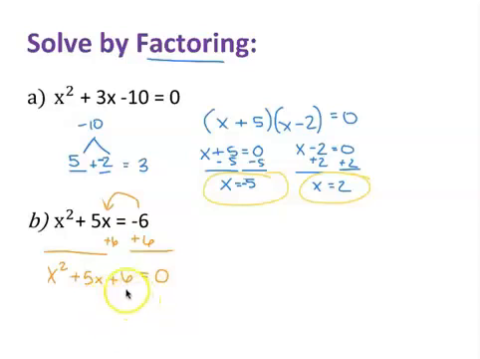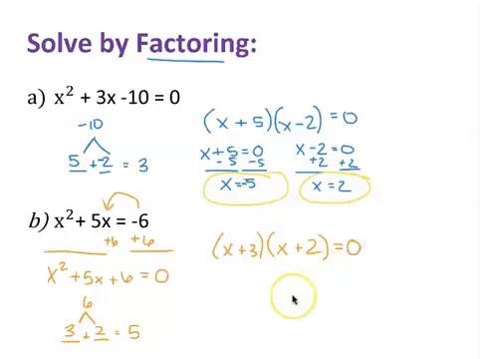So now let's go ahead and factor. I'm looking for factors of 6 that add up to a positive 5. What are some factors of 6 that would add up to a positive 5? If you said 3 and 2, you are correct, and both are going to be positive this time. So what are our factors? We've got x plus 3 and x plus 2, and we're setting it equal to 0.